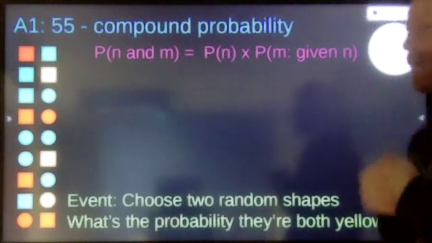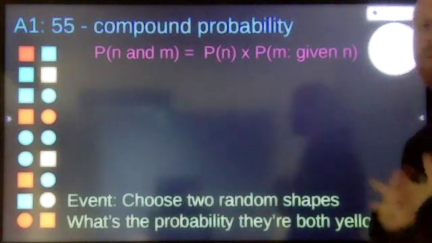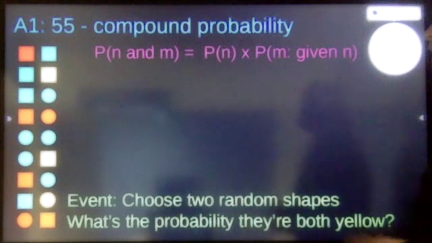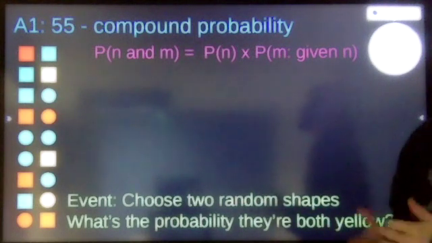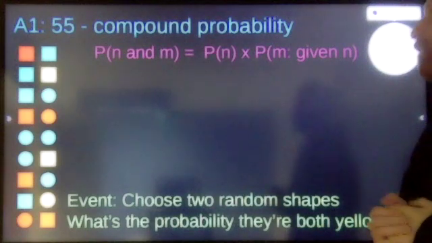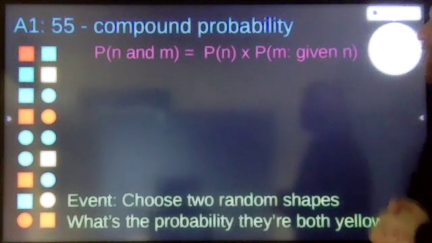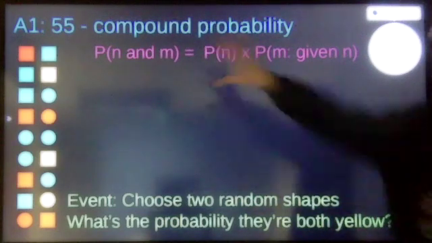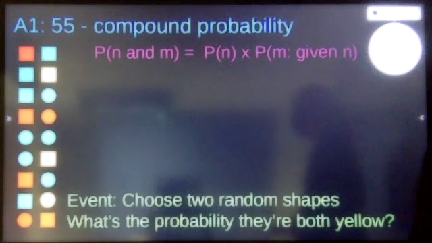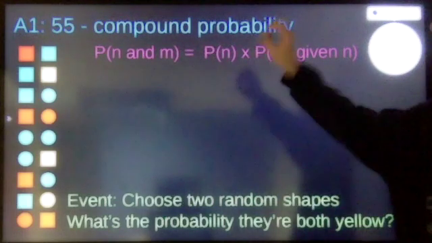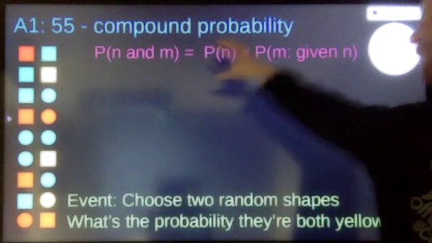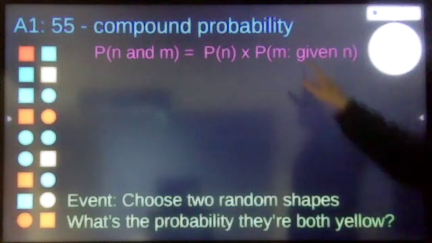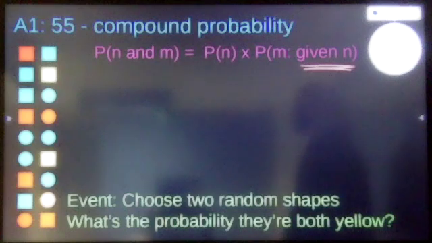Compound probability. If you want to go back over basic probability, that's going to be skill number 40 video in this series. There's going to be two main rules that we want to be aware of when we're calculating probability of two or more things happening. All right, rule number one: the probability of two things happening is the probability of the first thing happening times the probability of the second thing happening, given that the first thing has already happened.